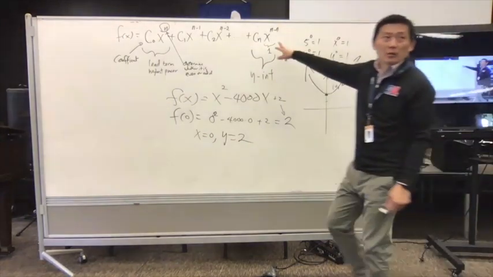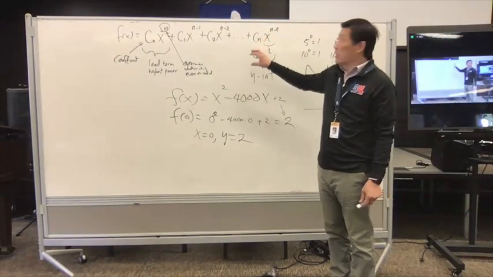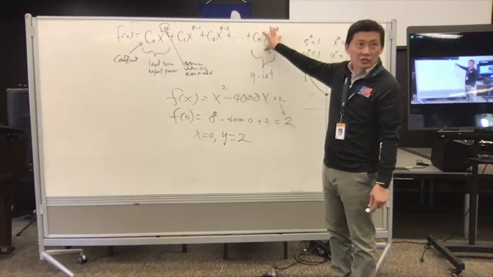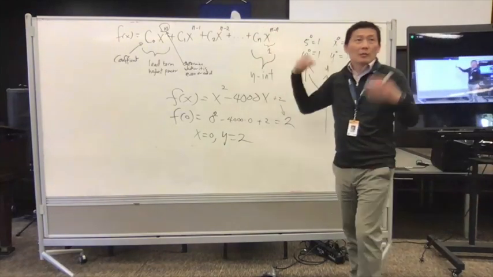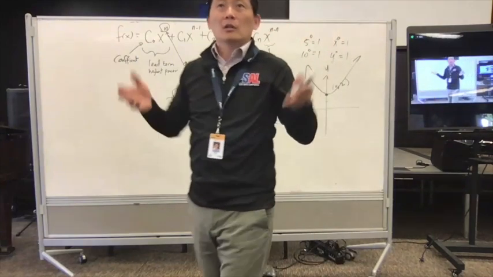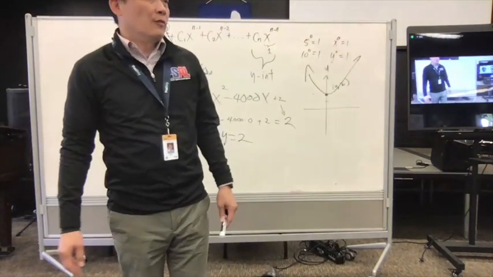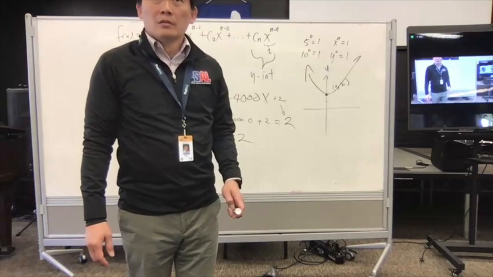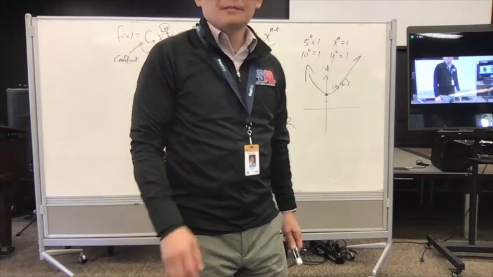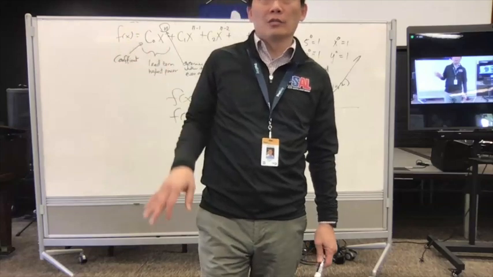The last term is the constant term. Now, if you don't have any constant term, that means that's 0. So your y-intercept is at 0. If this number is some other constant outside of 0, you know exactly where your function is going to cross the y-axis. Y-intercept. Questions on this?